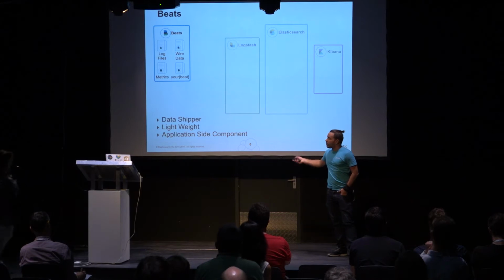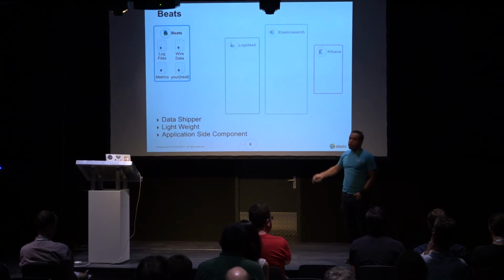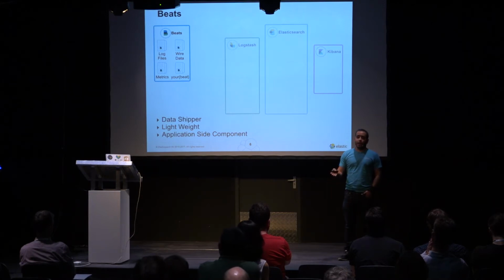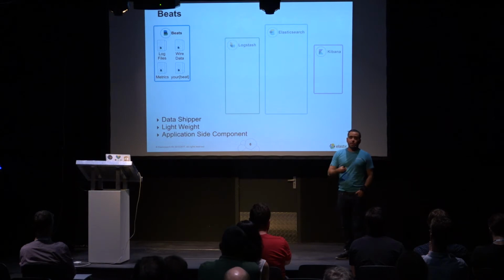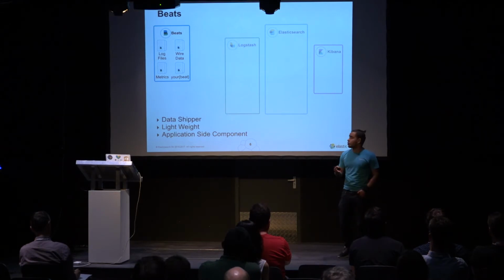So it's what we call the application side component, a small agent that will be installed, and it's going to be collecting those metrics. You can collect those metrics from logs. You can collect those metrics from the wire, like Packetbeat that collects network traffic. You can just collect metrics, CPU, RAM information, or metrics from any Nginx process or an Apache process that's running.